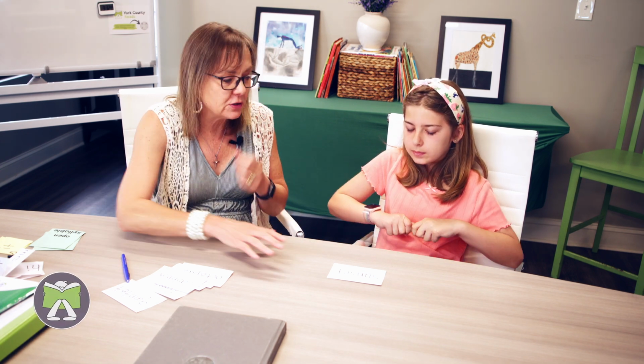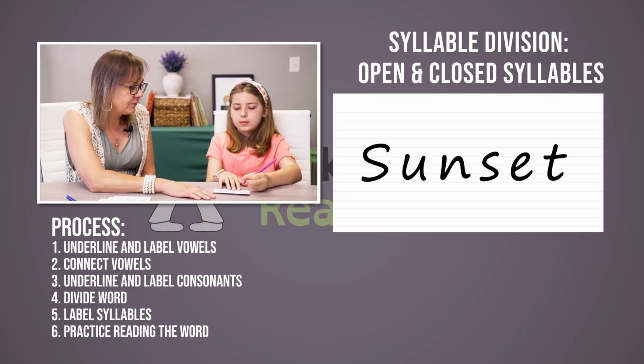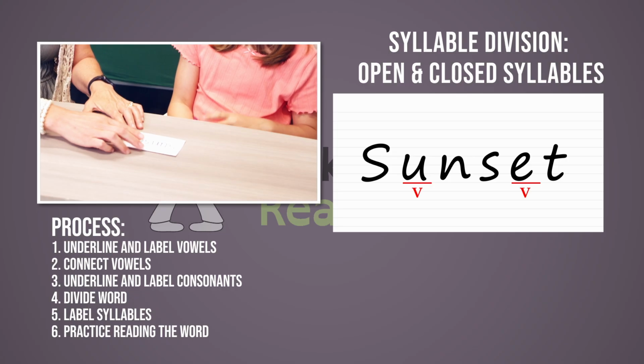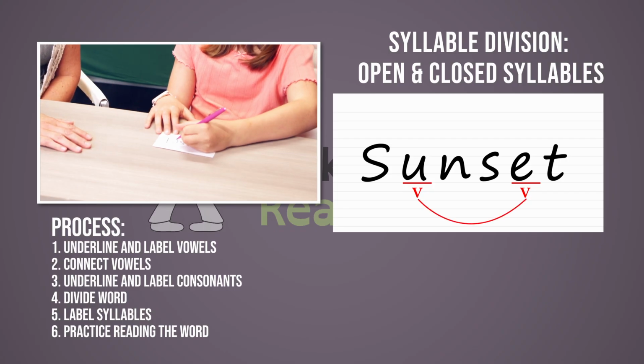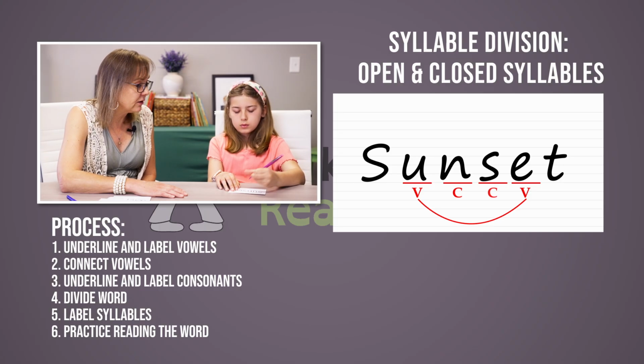Okay, so you're going to underline the vowels in your word. Okay, and label them with a V because they're vowels, underneath. Now you're going to draw a bridge between your vowels and you're going to label what's in between. So underline each one and label it. If it's a consonant, you're going to label it with a C, and it should be a consonant, it shouldn't be anything else. Okay, so if you recall, I said there's 7 syllable types and then there's 4 syllable division patterns.